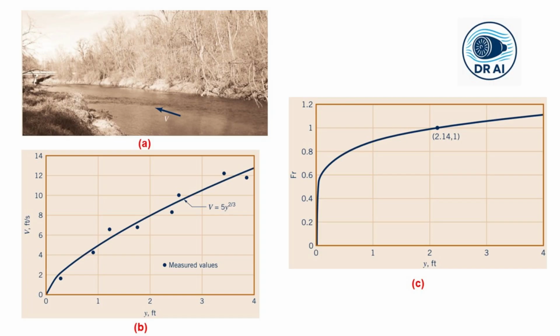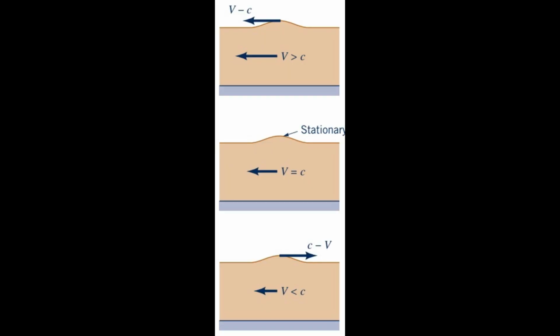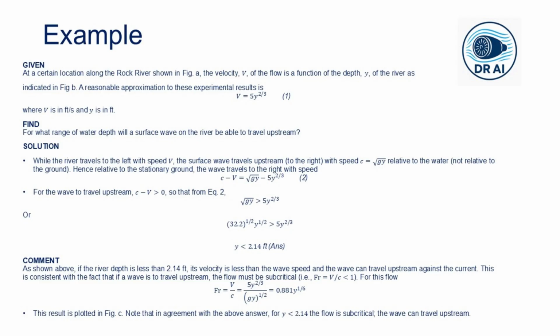Now think back, we have already studied this. For a wave to travel upstream, the wave speed must be greater than the river's velocity. In other words, the flow must be subcritical. We need C to be greater than the velocity V, where C is equal to the square root of g y. So we set up the inequality: the square root of g y must be greater than 5 times y raised to the power 2/3.